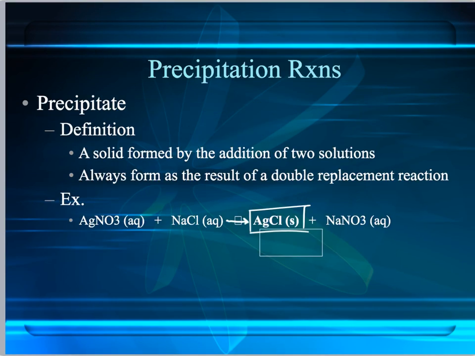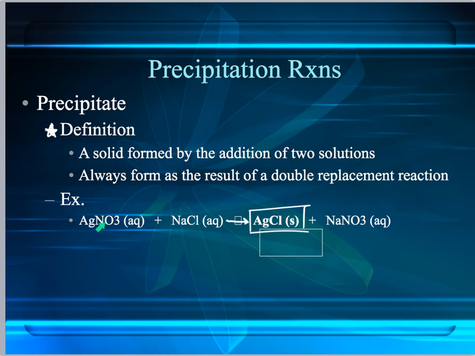Okay, so precipitate, just as a definition, you've seen this a few times, but in case you haven't gotten it down at this point: a solid formed by the addition of two solutions. In order to identify it, I have two aqueous reactants, and one of my products is a solid. The other one is going to be aqueous. It doesn't matter which position it's in, but only one of the products is a solid, the other is aqueous. And these are always the result of a double replacement reaction.